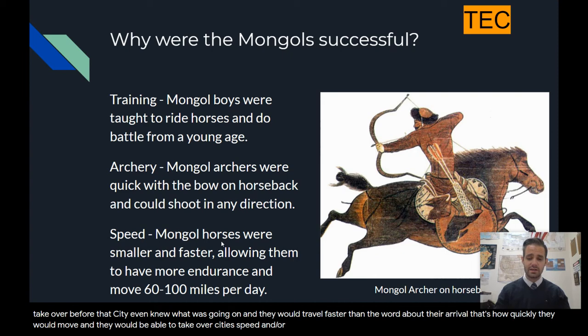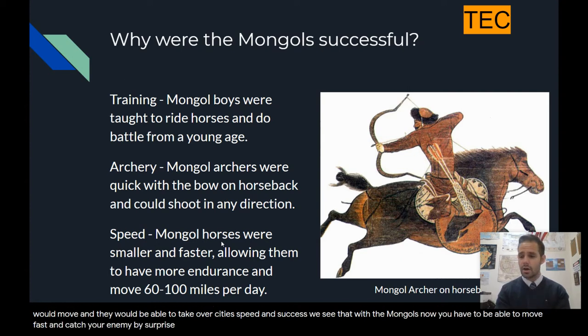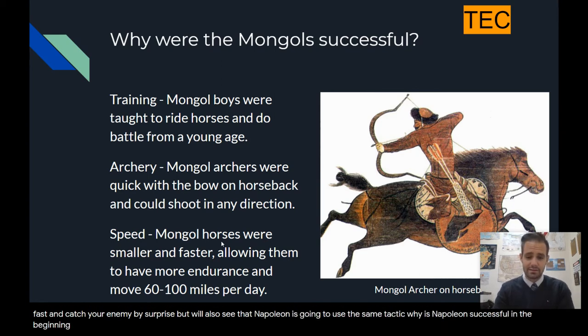Speed and organization is the key to military success. We see that with the Mongols now. You have to be able to move fast and catch your enemy by surprise. But we'll also see that Napoleon is going to use the same tactic. Why is Napoleon successful in the beginning of the 1800s? Because he's quick. He's faster. He's more organized than anyone else.